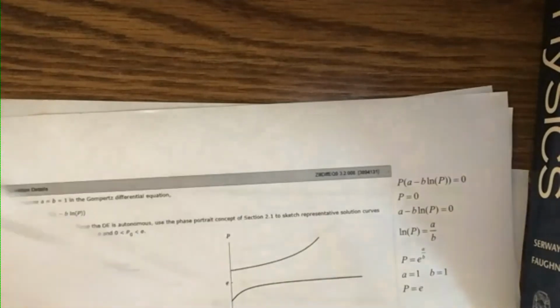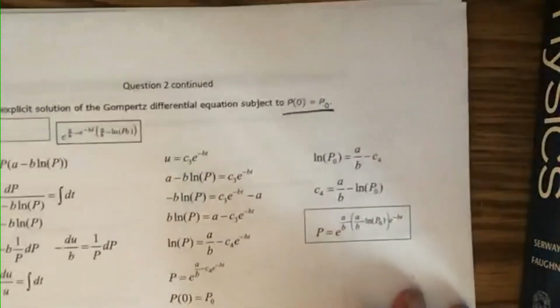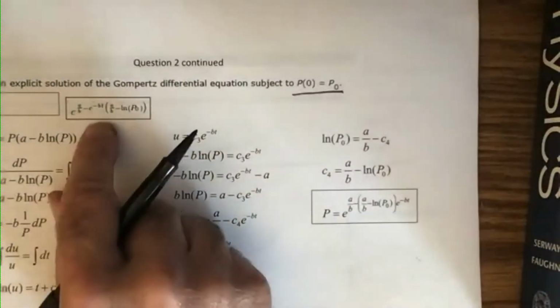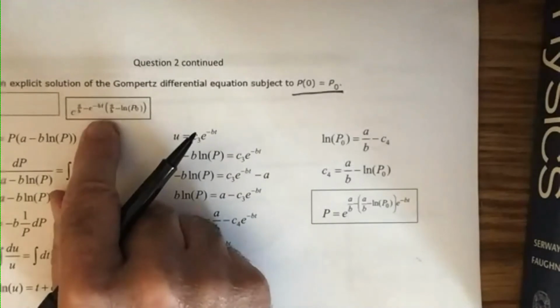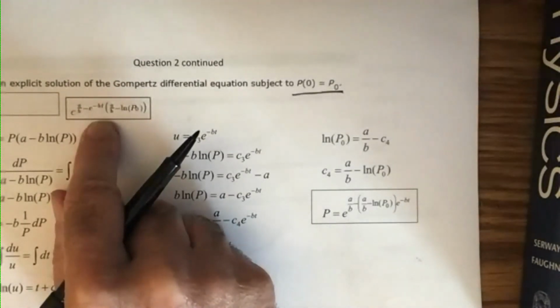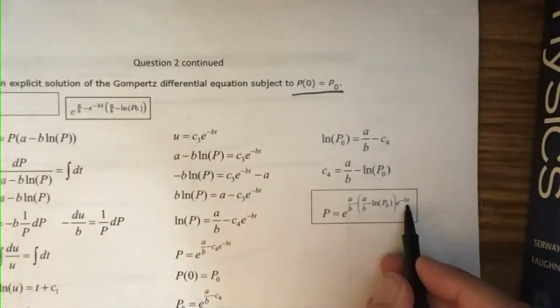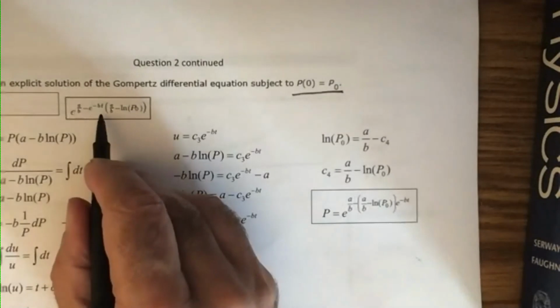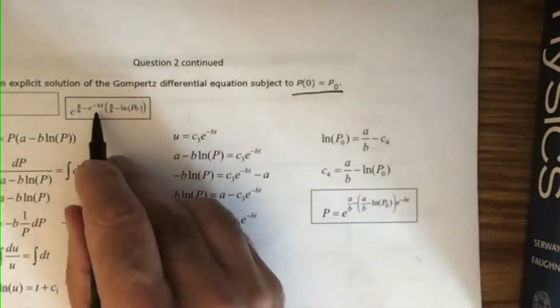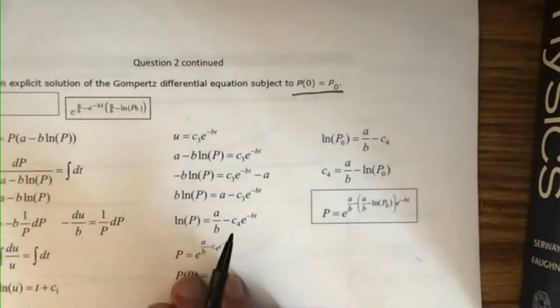Oh, here it is. Okay, so this is what the book answer is. Okay, so it's correct. The only difference is I got the E to the minus BT in the back, and they got it in the front. Okay, so that's the solution.